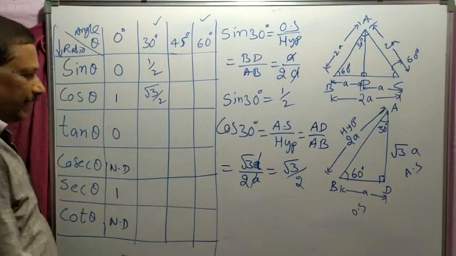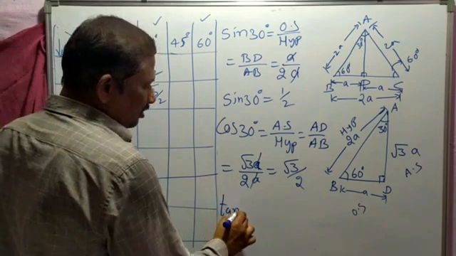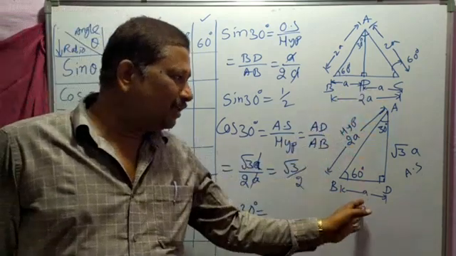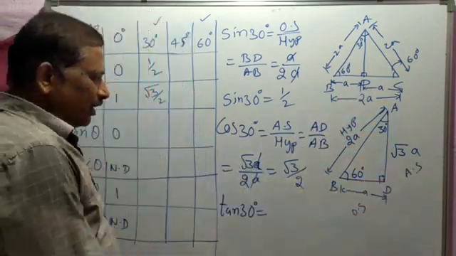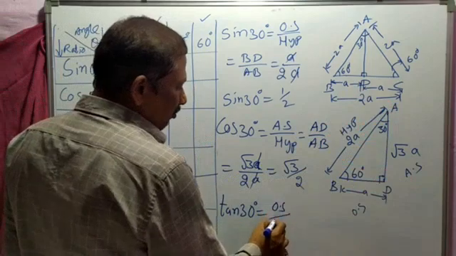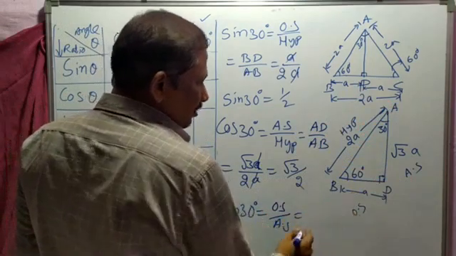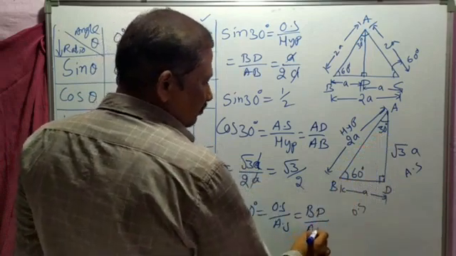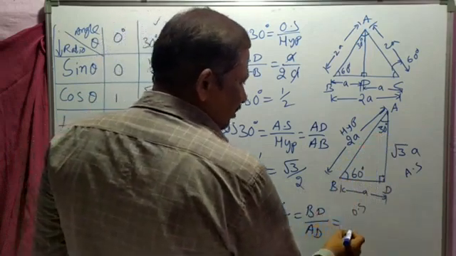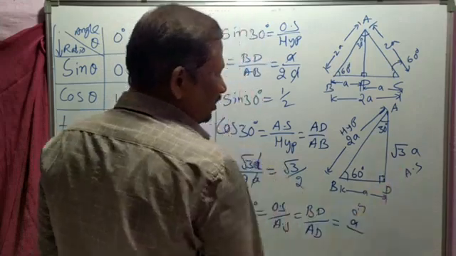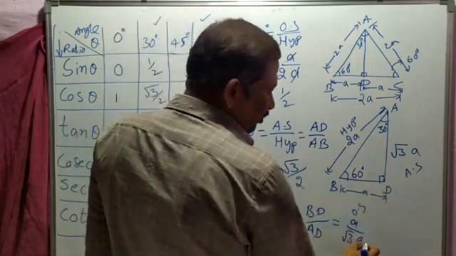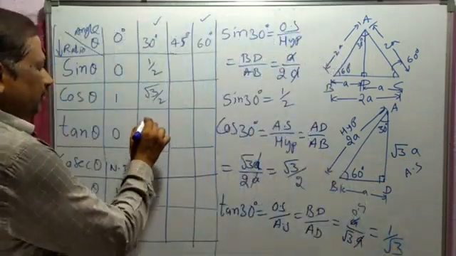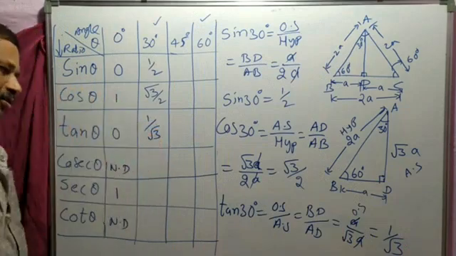Next, coming to tan 30 degrees. What is the ratio of tan 30 degrees? Opposite side by adjacent side. So here the opposite side is BD and the adjacent side is AD. BD is A, and the adjacent side AD is root 3 into A. A gets cancelled. 1 by root 3 becomes. So tan 30 is 1 by root 3.